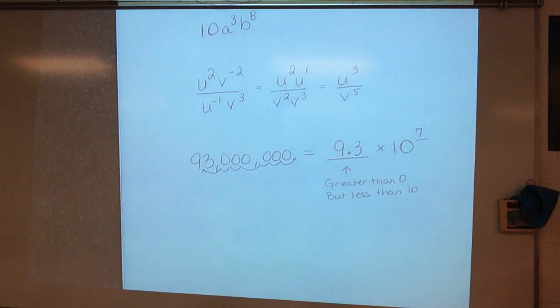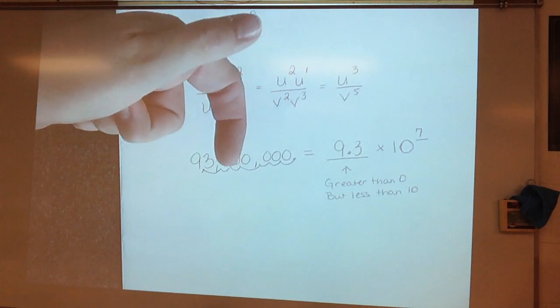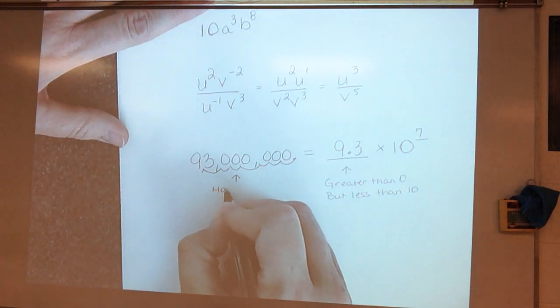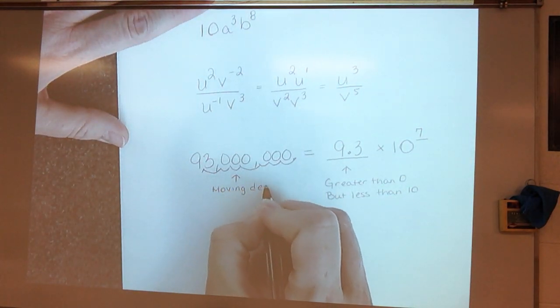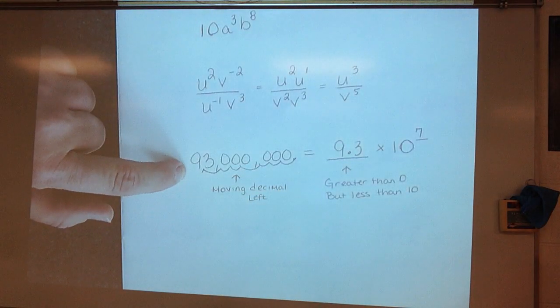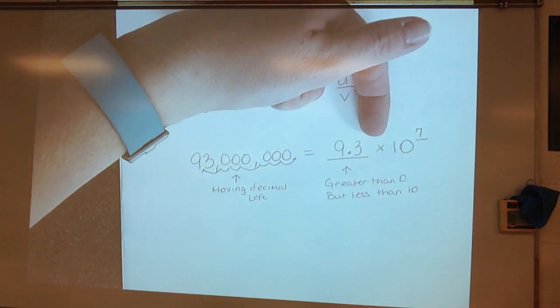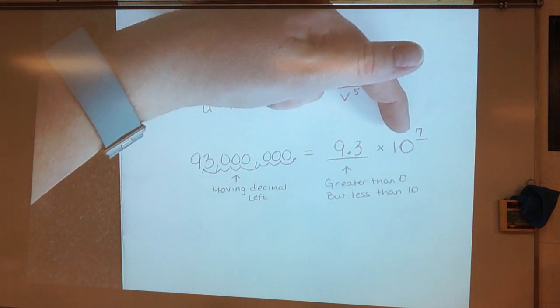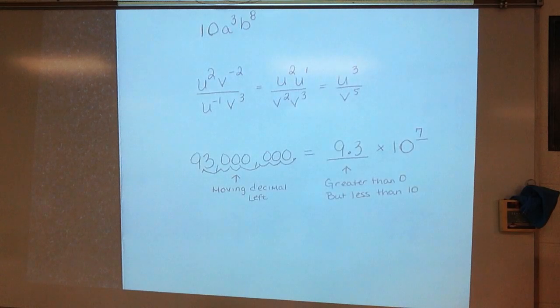A positive exponent indicates that I am moving the decimal point, so I've got to look at this a couple of different ways. If I am moving the decimal point to the left here, then it's going to be positive. But if I'm looking at this and it tells me I have a positive exponent, I'm looking at moving the decimal point to the right. So you have to be very careful about how you look at this.